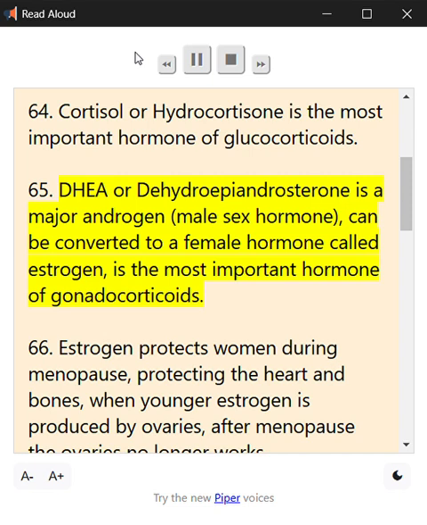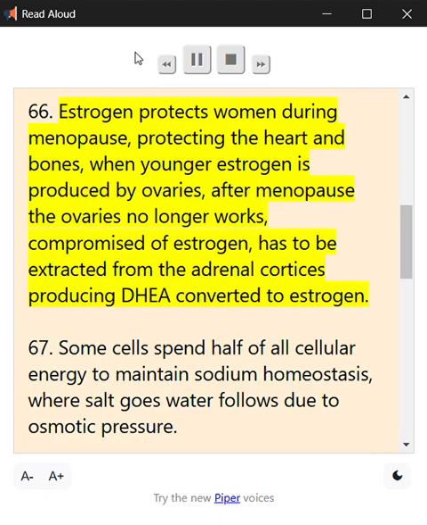65. DHEA or dehydroepiandrosterone is a major androgen, a male sex hormone, that can be converted to a female hormone called estrogen. It is the most important hormone of gonadocorticoids. 66. Estrogen protects women during menopause, protecting the heart and bones. When younger, estrogen is produced by the ovaries. After menopause, the ovaries no longer work, so estrogen has to be obtained from the adrenal cortices producing DHEA, which is converted to estrogen.